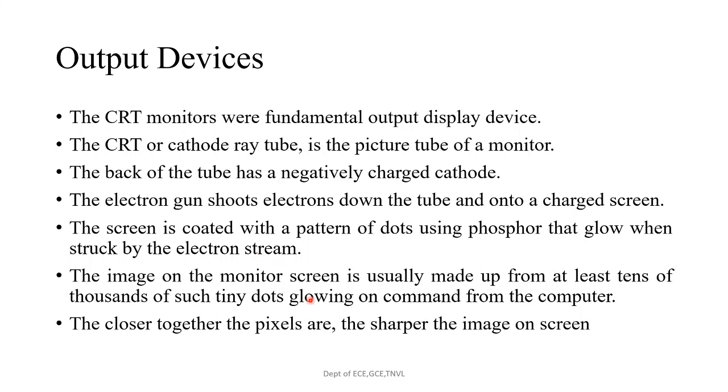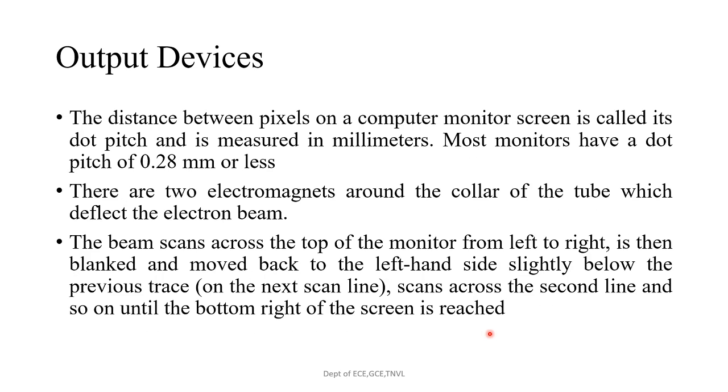The image on the monitor screen is usually made up from at least tens of thousands of such tiny dots glowing on command from the computer. The closer together the pixels are, the sharper the image on screen. The distance between the pixels on a computer monitor screen is called its dot pitch and is measured in millimeters. Most monitors have a dot pitch of 0.28 mm or less.